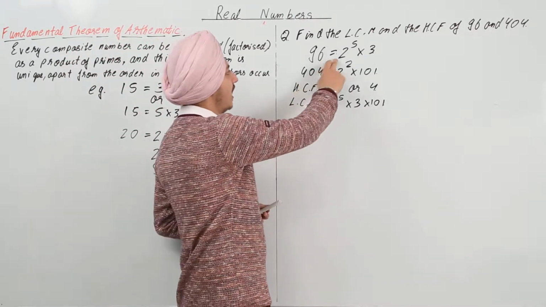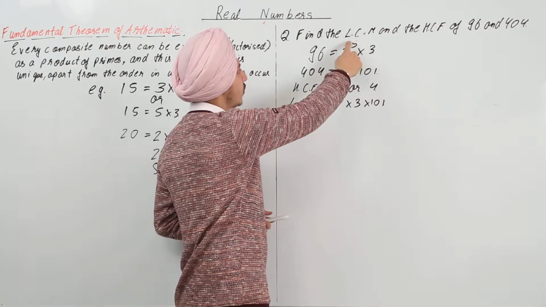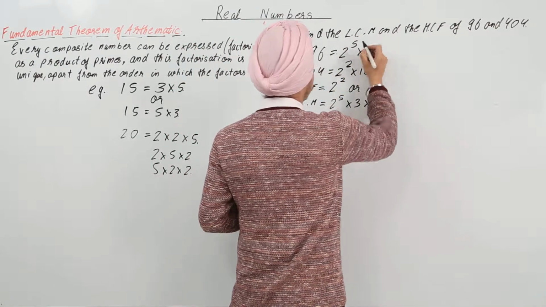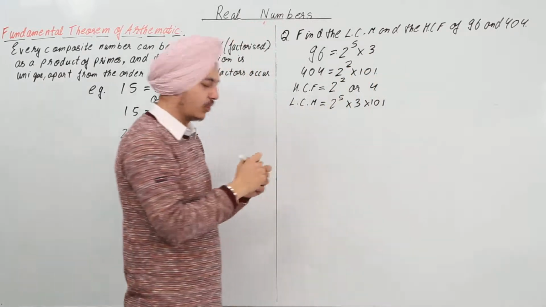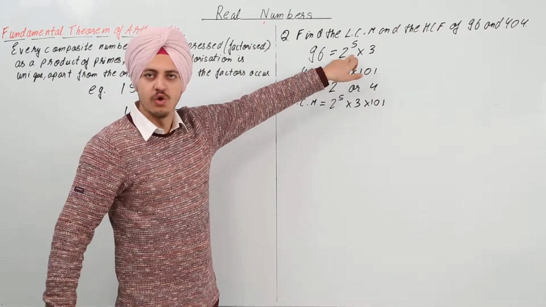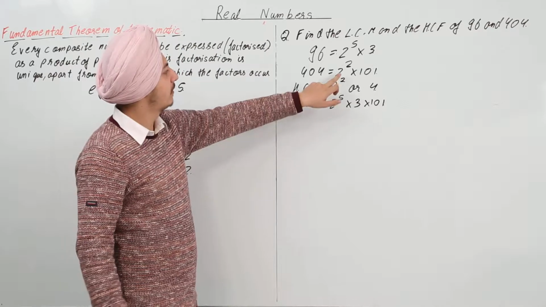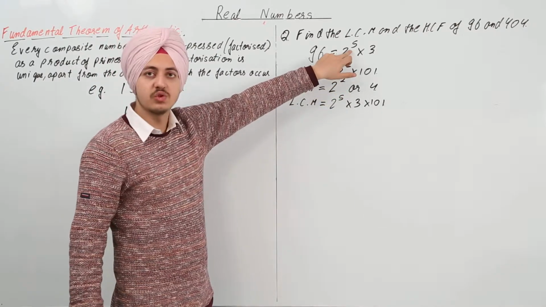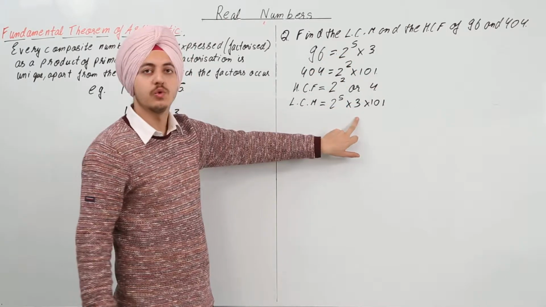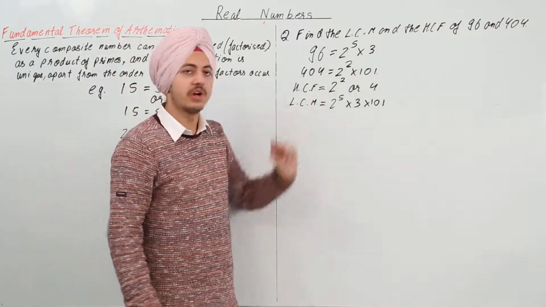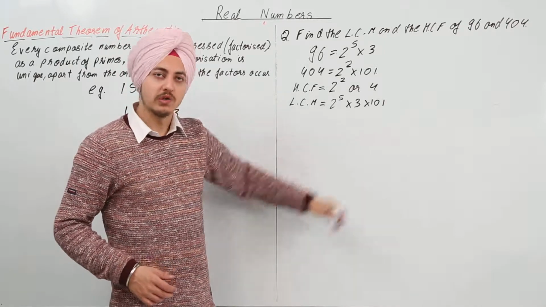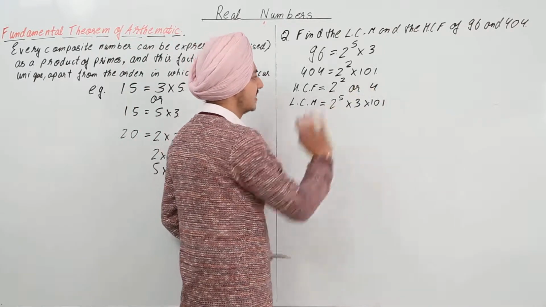We start from the upper one. We write over here 2 raised to power 5 first of all. Correct. Next we go on to 3. Was 3 included in these 2 into 5? No. So we write 3. Next we come on to 2 raised to power 2. This 2 raised to power 2 is already included in this 2 raised to power 5, so we don't write it. Next we come on to 101. That is another one, so we write 101 also. So this is the LCM and this is the HCF.